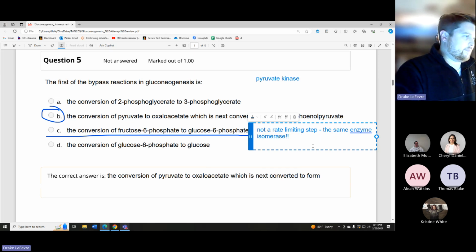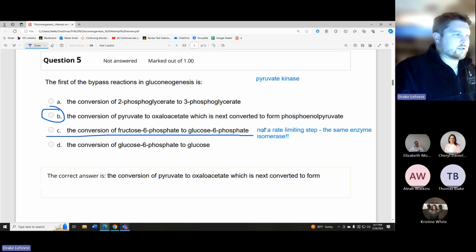Our isomerase enzyme is the one that does that. So it's the same enzyme. That one can go, you'll see it drawn as the double-sided arrow. So that one can reverse. It doesn't need a special enzyme to go around it.